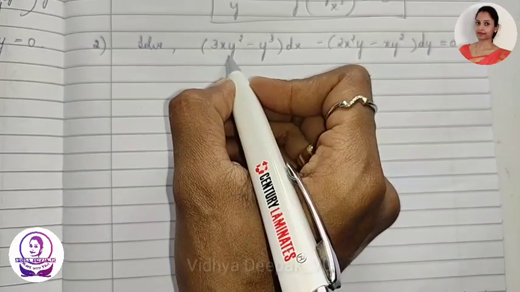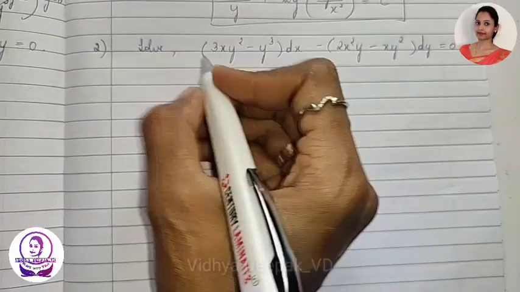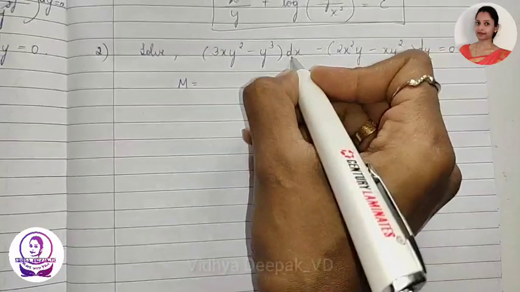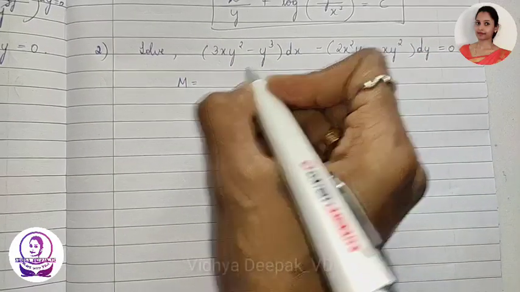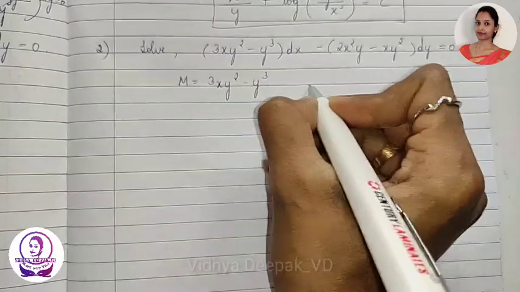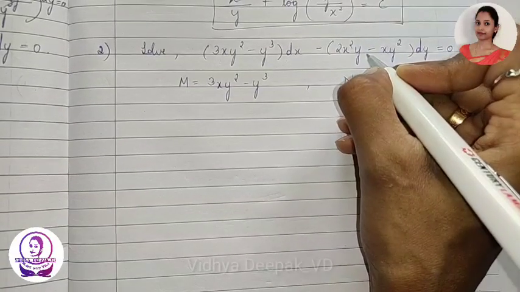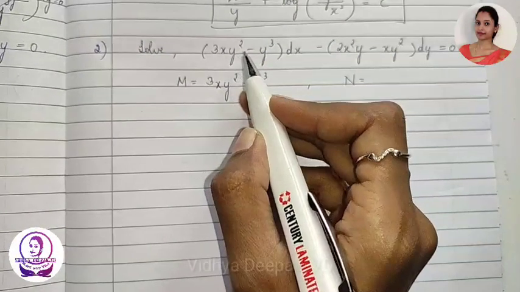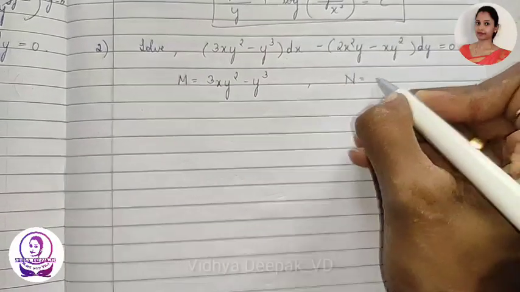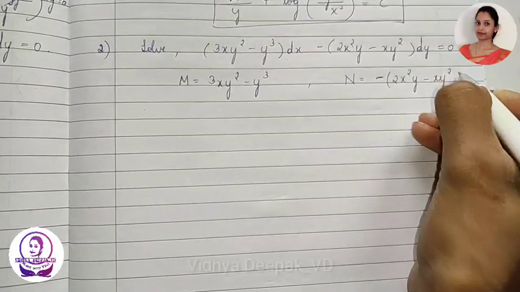So first, what we have to do is check whether the given differential equation is exact, right? In order to do that, we consider what is M. Which is along with dx is called M. So M is 3xy square minus y cube. What is N? N is what is along with dy, and it should be of the form M dx plus N dy. So it should be plus of minus, right? So N will be minus 2x square y minus xy square.